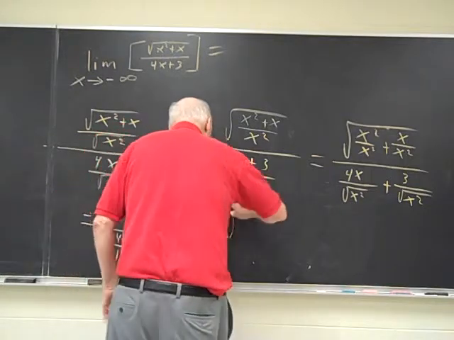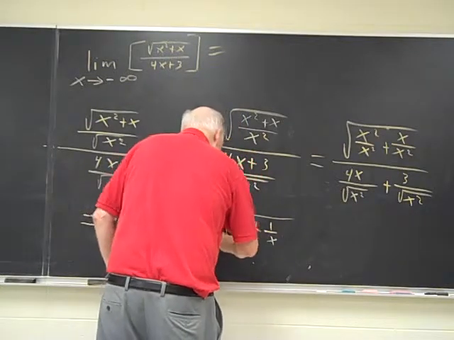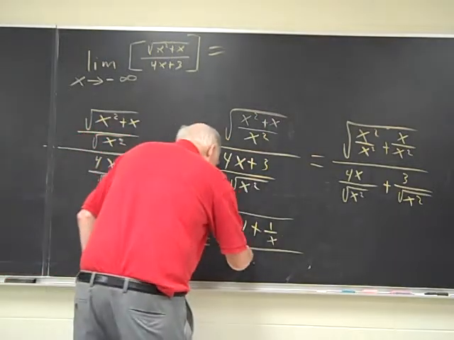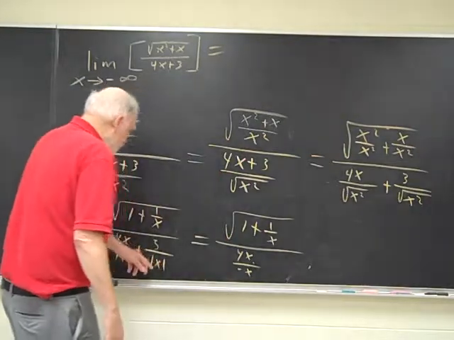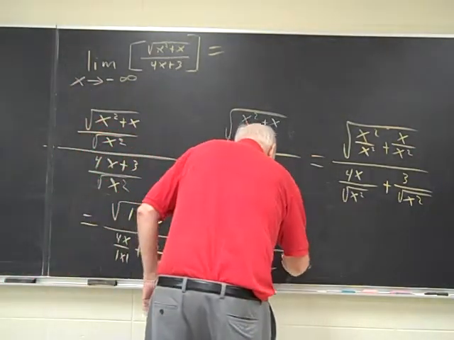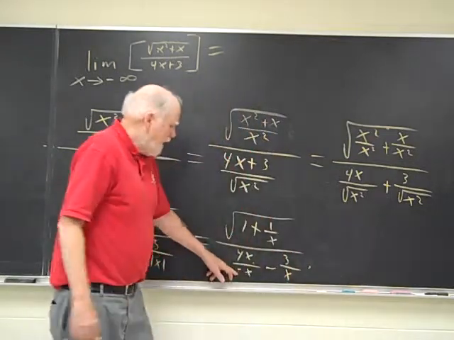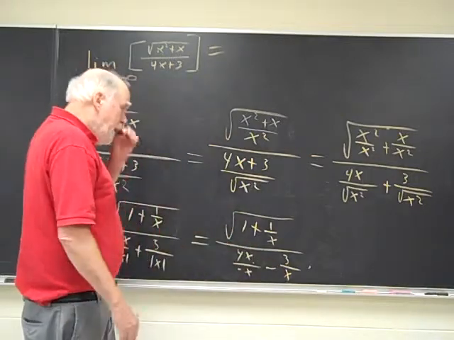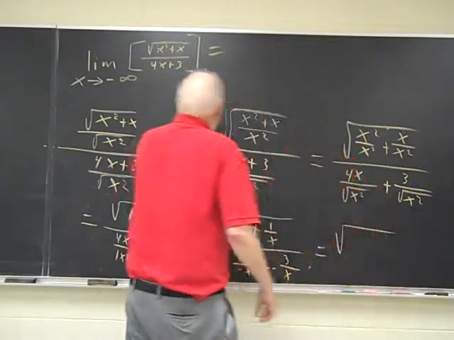It's going to be the square root of 1 plus 1 over x, over 4x over negative x. And I'll bring the minus up front here. This is negative x also, minus 3 over x. So here's the negative x. I could bring that out in front, I'll just leave it there, though. Now this simplifies nicely. This will give me my final result. Why don't I just put it right up here?